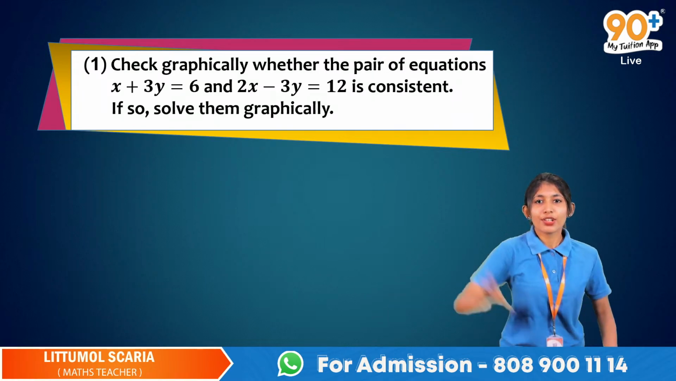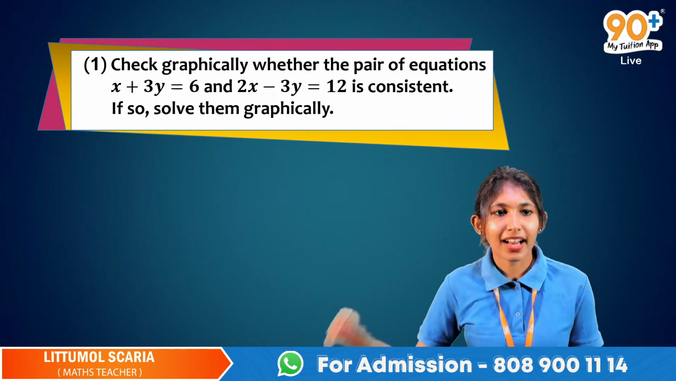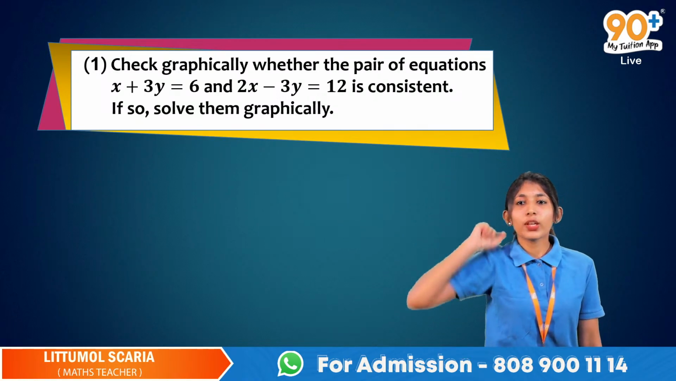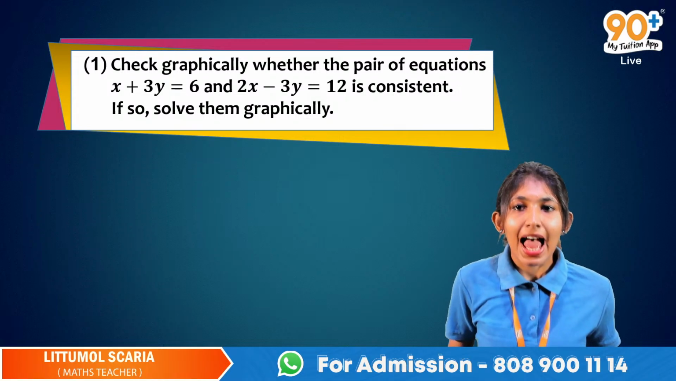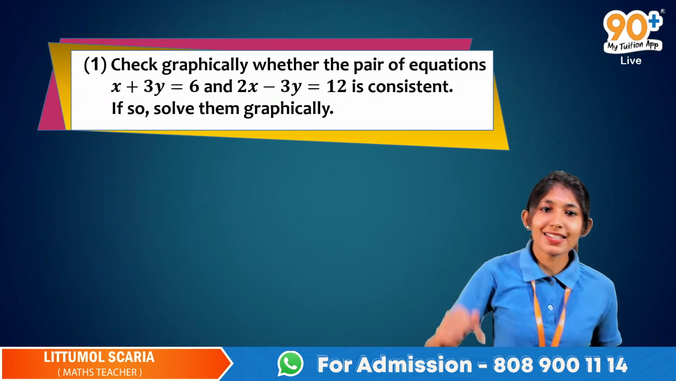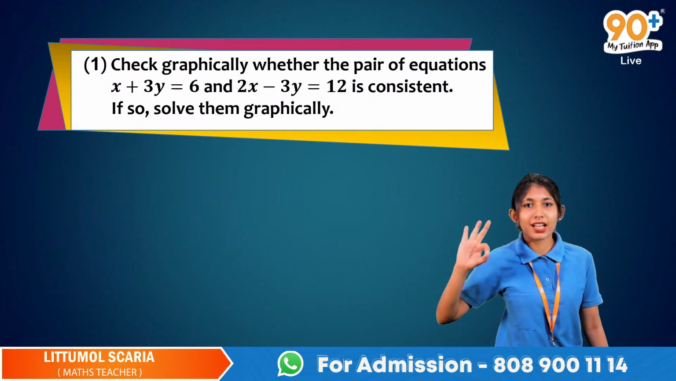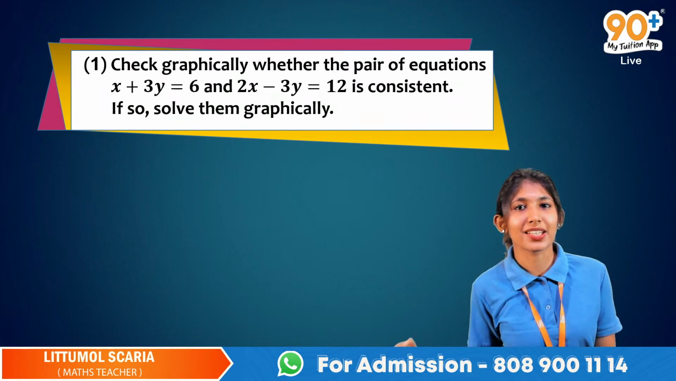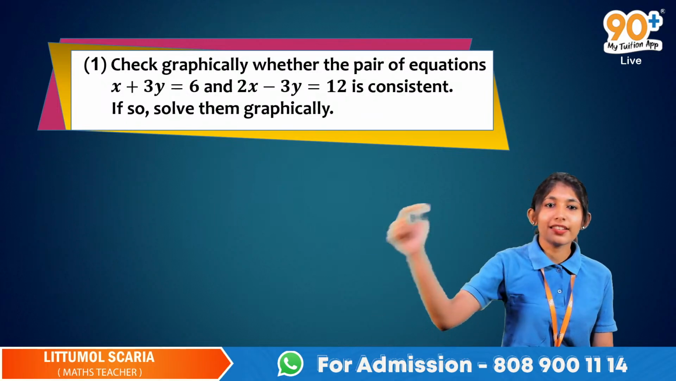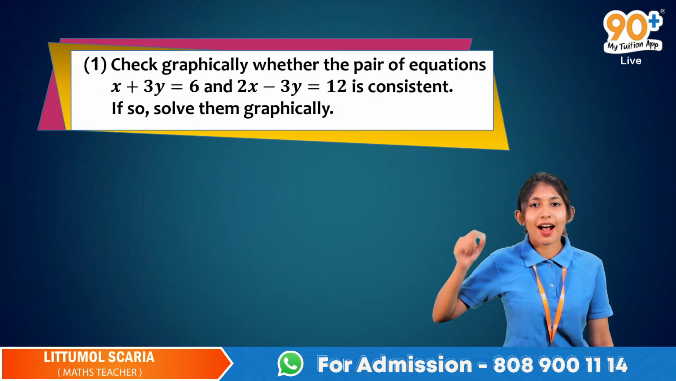Okay, fine, clear. So we'll see a question. Check graphically. Check graphically means you have to draw a graph. Graphically check ചെയ്യാൻ പറഞ്ഞാൽ you have to draw a graph, right? Whether the pair of equations x plus 3y is equal to 6 and 2x minus 3y is equal to 12 is consistent. So as I have told, consistent ആണെങ്കിൽ solution ഉണ്ട്, inconsistent ആണെങ്കിൽ solution ഇല്ല. So നമ്മൾ മൂന്ന് കേസ് കണ്ടു. We saw three cases. ഏതൊക്കെ ആയിരിക്കും consistent? Intersecting consistent ആയിരിക്കും, and coinciding will be consistent. കാരണം അതിന് രണ്ടിനും solution ഉണ്ട്, and the parallel lines do not have solution. They never meet, so they are inconsistent.